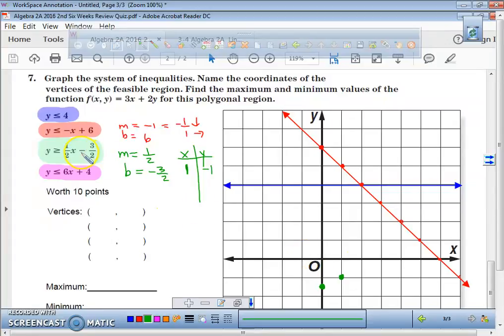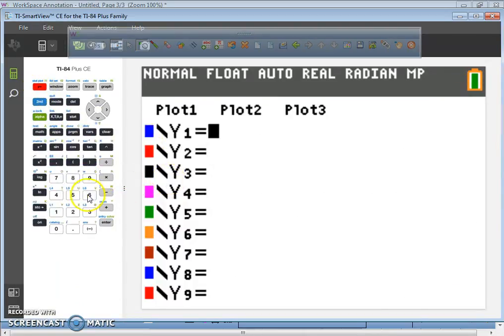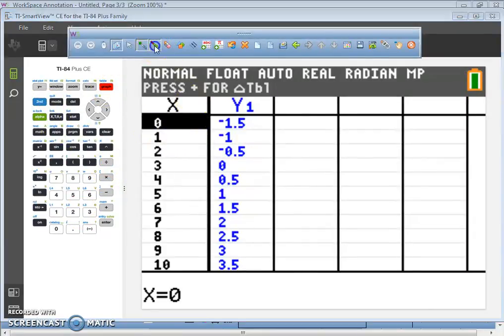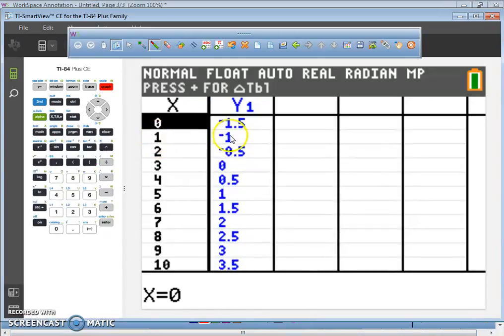So if you wanted to use the graphing calculator, this is what I didn't do. I'll show you what to do on the graphing calculator. Get y equals, type in 1 divided by 2x minus 3 divided by 2. I'll hit the table button, and you'll see that there is a 1. I'm not lying here. There is a 1, -1 right there. Okay? 1, -1.